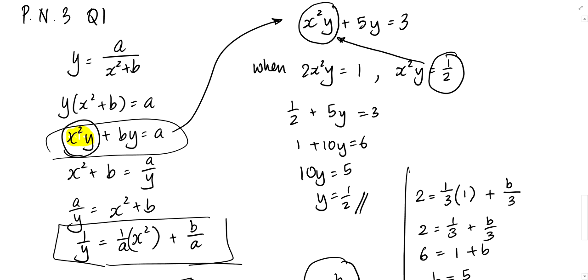Now that's the answer already. So if the question says find the value of x, do you know how to continue? Just substitute into anywhere that has an equation of x and y. Then you'll be able to find it already. Okay?